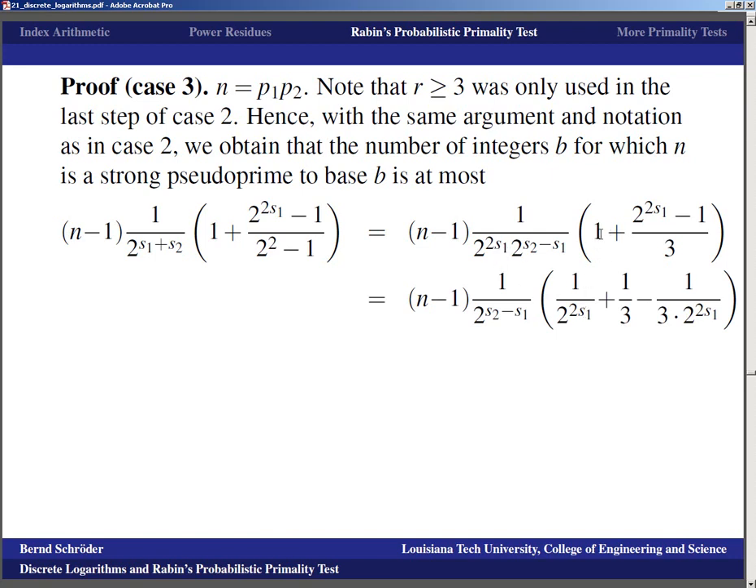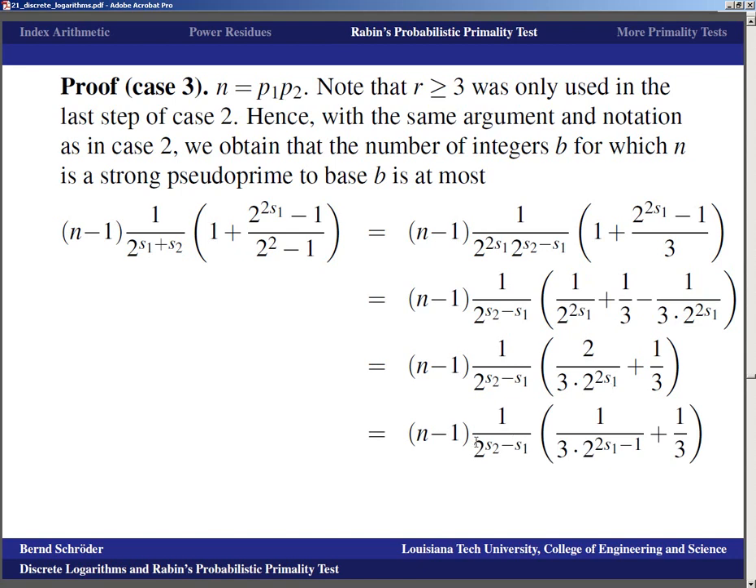I pulled that out because I want to pull this inside here. So I get 1 over 2 to the 2s1 plus 2 to the 2s1 over 2 to the 2s1 times 3 is 1/3, minus 1 over 3 times 2 to the 2s1. And that's n minus 1, 1 over 2 to the s2 minus s1. I keep the 1/3, and if I've got 1 minus 1/3 here, if I just disregard the common factor 1 over 2 to the 2s1, I end up with 2/3, so 2 over 3 times 2s1, that's just computed directly. And that is n minus 1, 1 over 2 to the s2 minus s1, 1 over 3, 2 to the s1 minus 1, I just canceled the 2 here, plus 1/3.